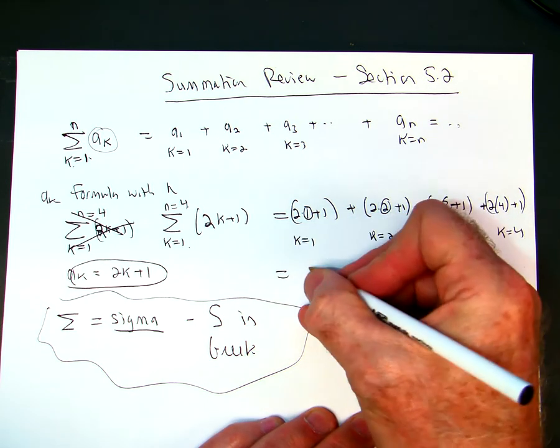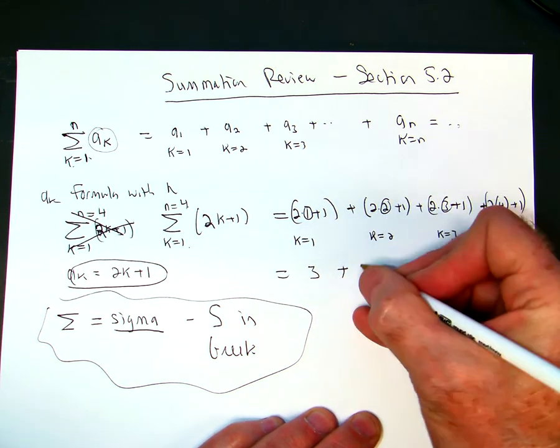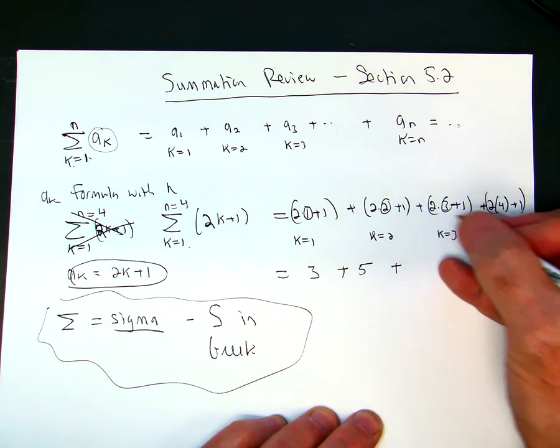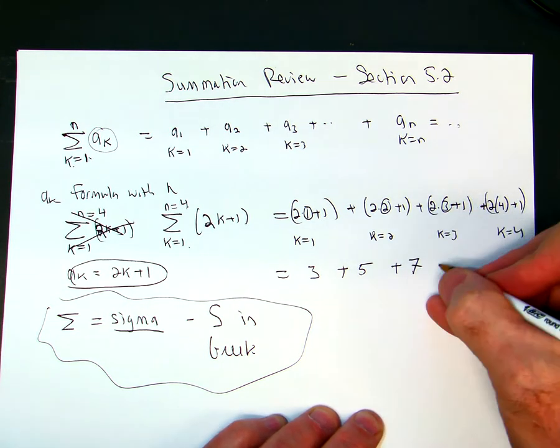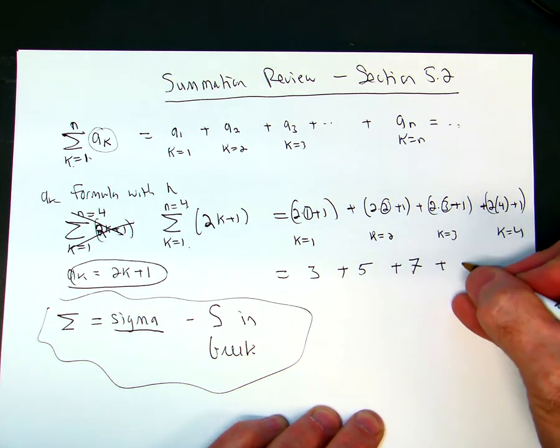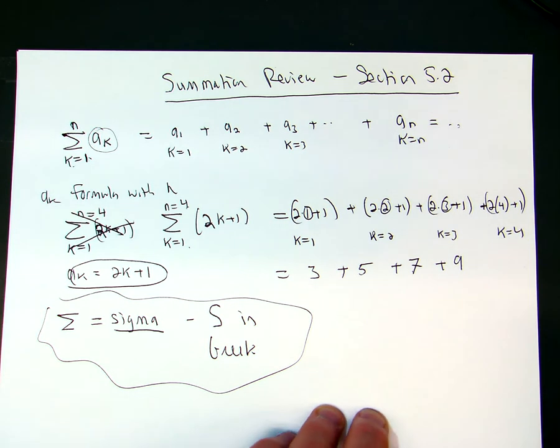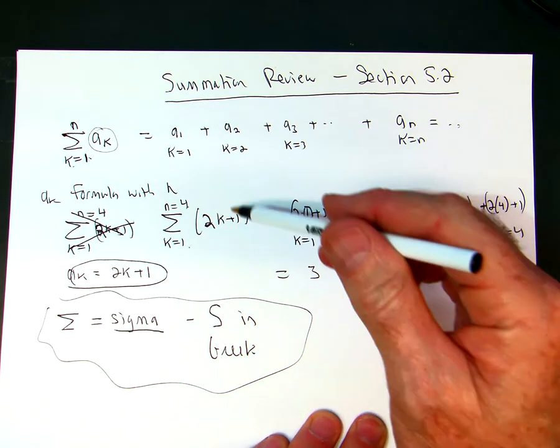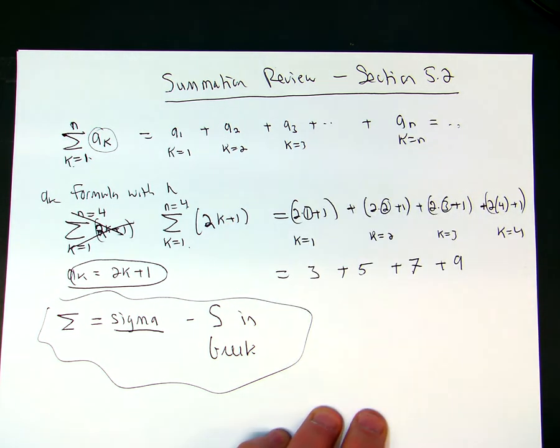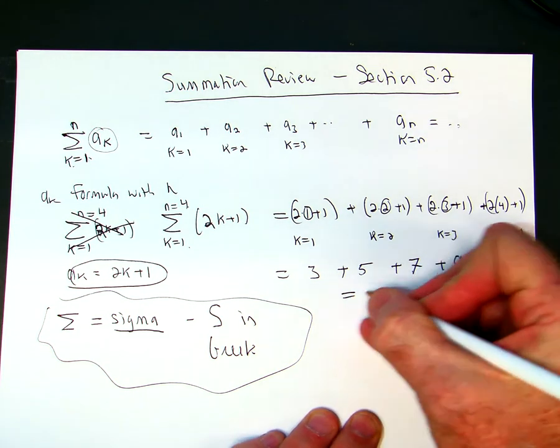2 plus 1, that's going to be a 3. That's going to be 4 plus 1 is 5. You see the pattern here. 6 plus 1 is 7. 2 times 4 is 8 plus 1 is 9. So I'm adding up odd numbers, 3, 5, 7, and 9. And this is really 2k plus 1 is a formula for odd numbers. So that's not a coincidence. So what I get here is 24.